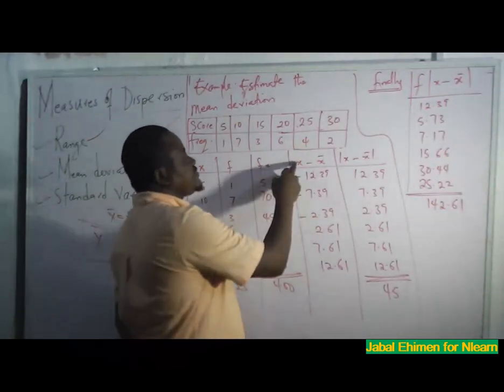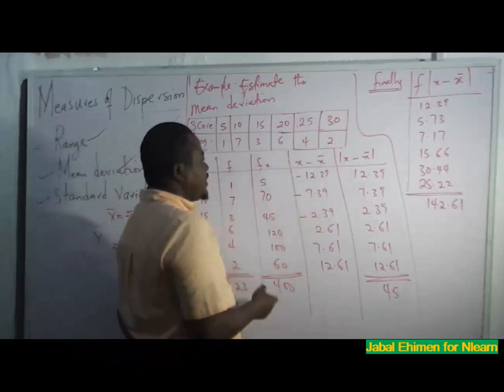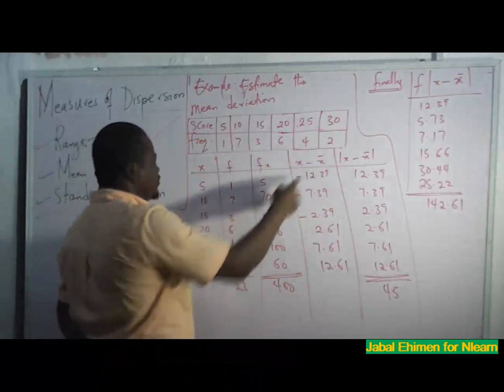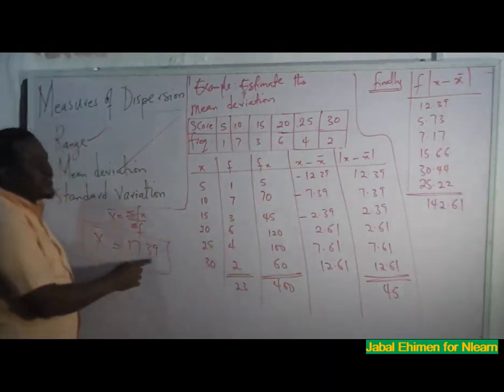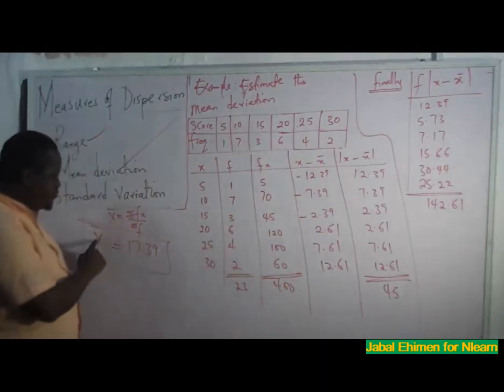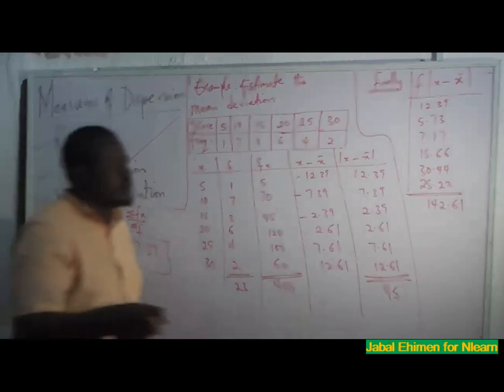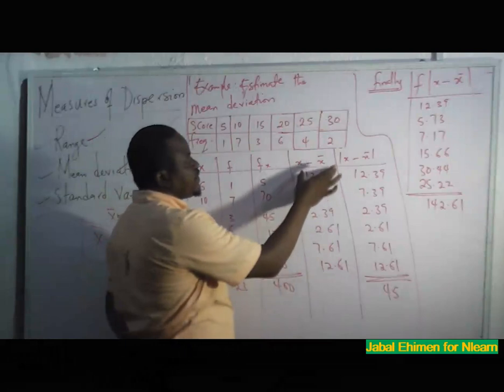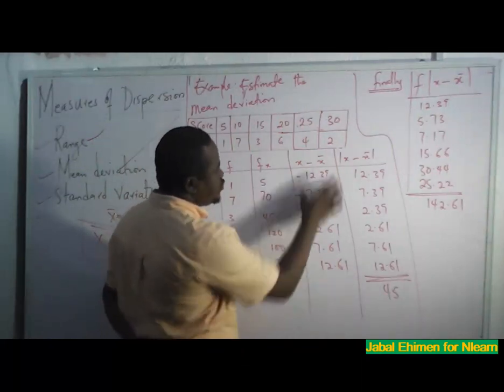Now, x minus x bar, what it means is that x minus the value of 17.39. 17.39 is the value of x bar, which is the mean of the whole of this distribution. So by the time you subtract them, this is what you get.